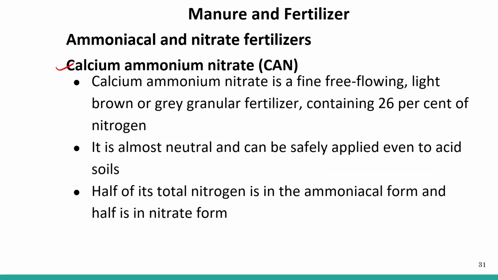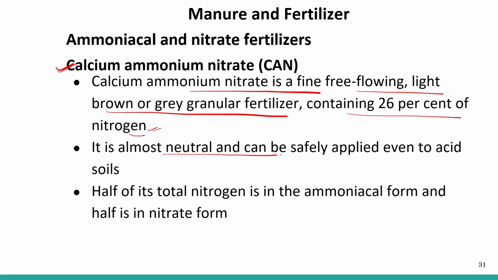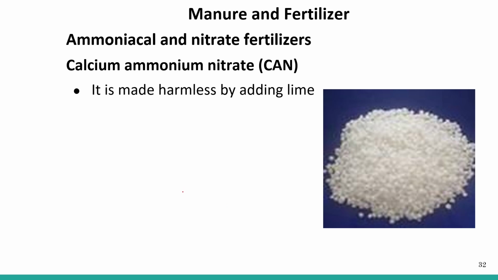Calcium ammonium nitrate, CAN. Calcium ammonium nitrate is a fine free-flowing light brown or granular fertilizer containing around 26% of nitrogen. It is almost neutral and can be safely applied even to acid soil. Half of its nitrogen is in the ammoniacal form and half in the form of nitrate. So here you can see it is made harmless by adding lime.